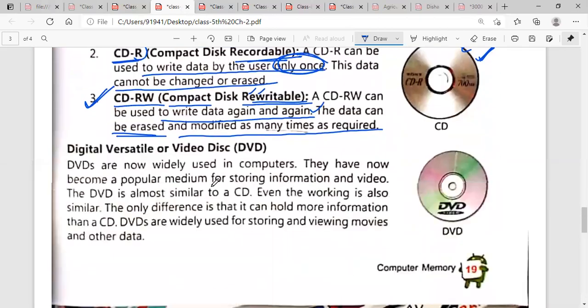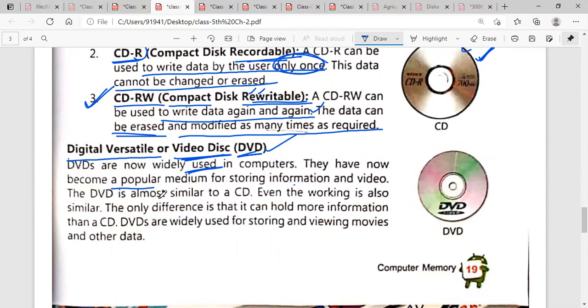Next is DVD, digital versatile or video disc. It means we can also call it DVD. Now, what is DVD? DVDs are now widely used in computers. We also use DVD these days. They have become a popular medium for storing information and videos. You can store your Windows on this DVD, and you can store any other information.